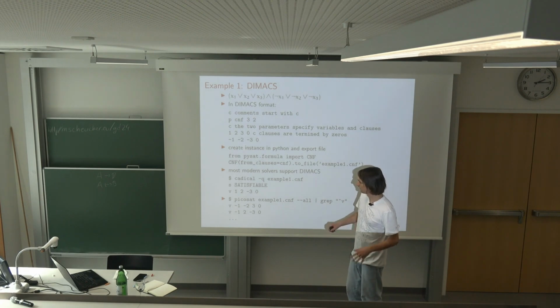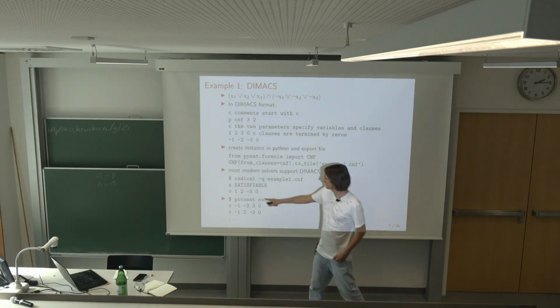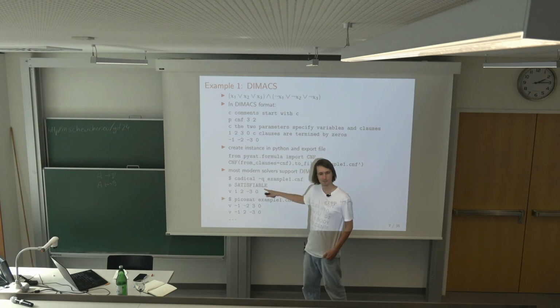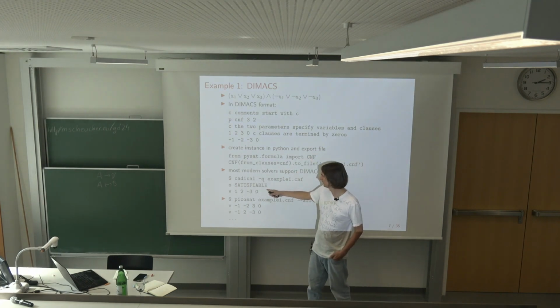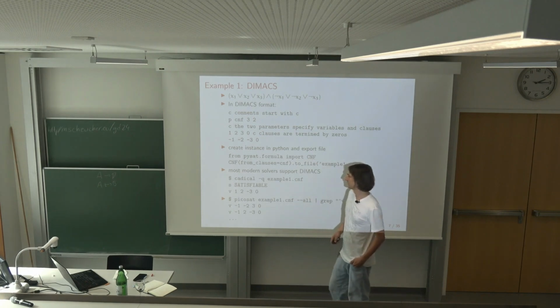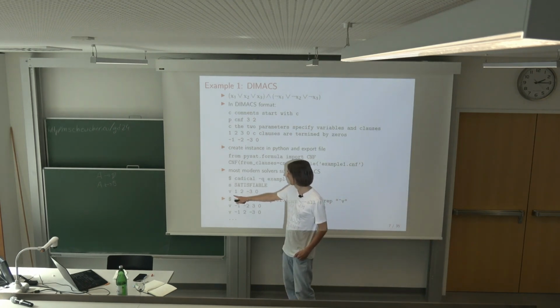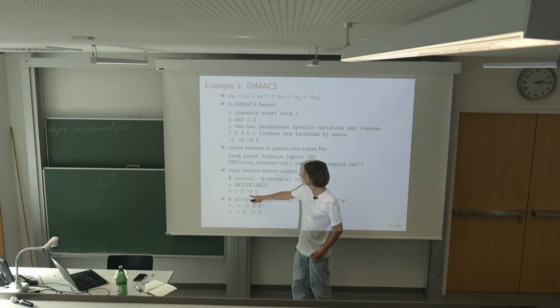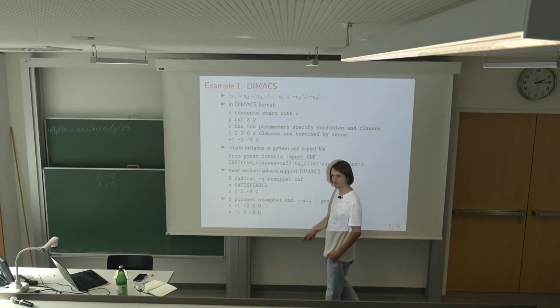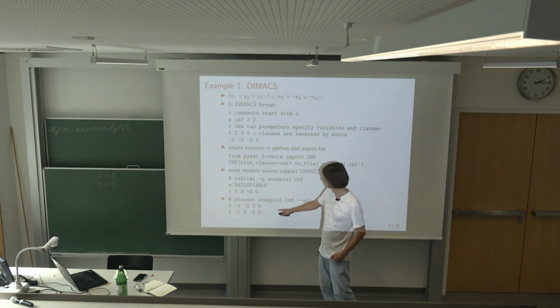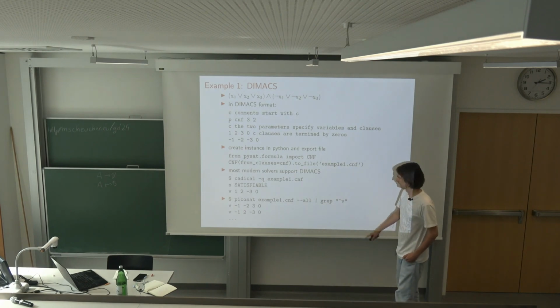They don't have standards for what the output should be, except that s means this line defines whether it's satisfiable or not. This is a standard, and v gives you the assignment for the variables. And as you can guess, this means x1 equals true, x2 equals true, and x3 equals false. So this is how you should read the output of such solvers. And here there would be more output, and I use a grep command.